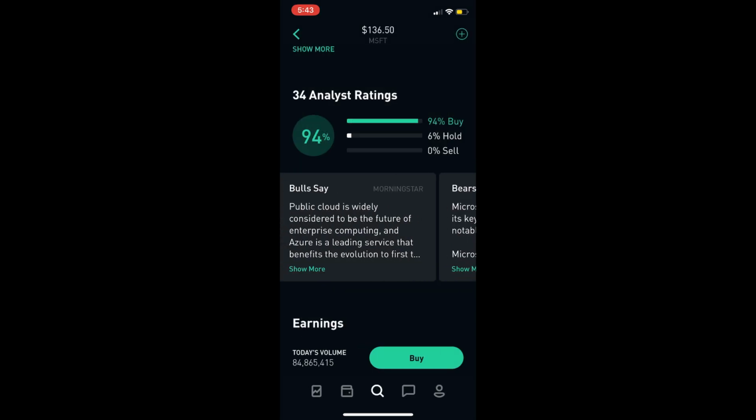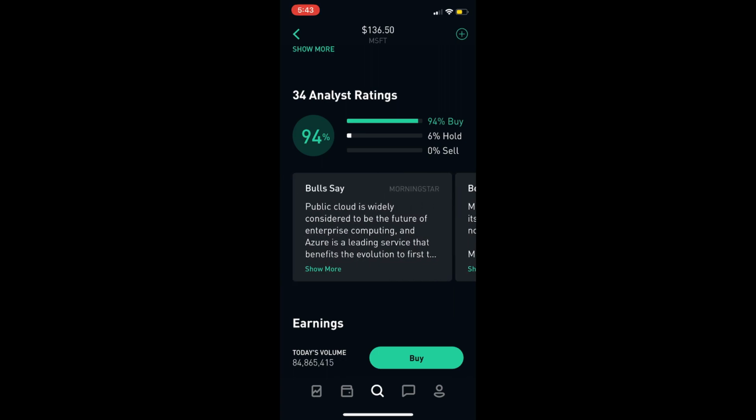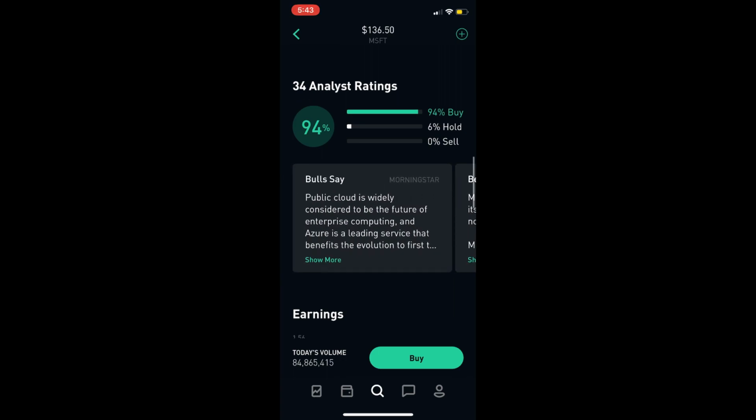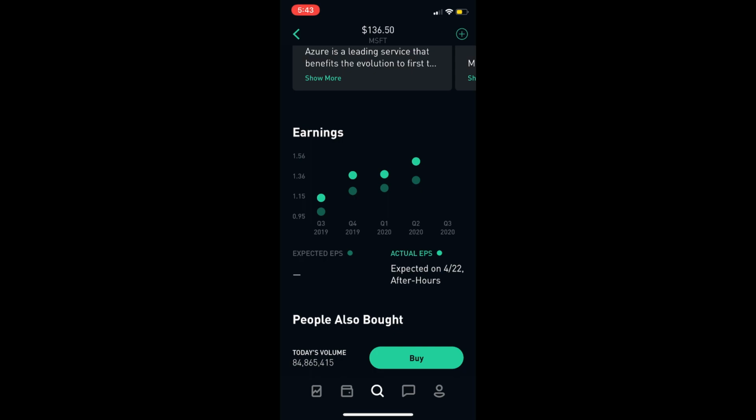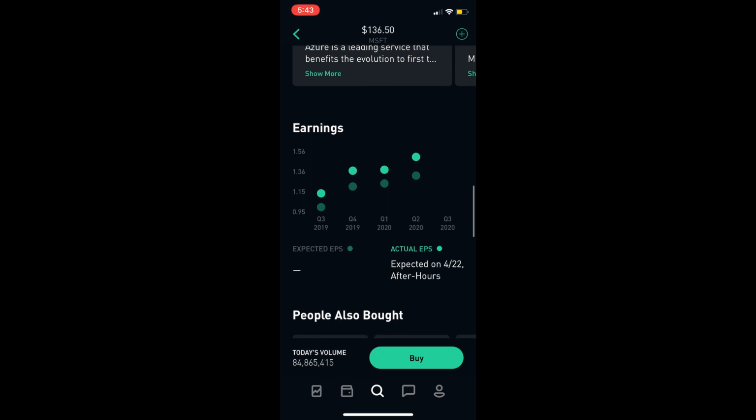You really want to compare the bulls and the bears and see which one is actually the better argument to make. And if you scroll down, it has earnings, and the more faint circle is the expected earnings per share, and the more drawn in circle is the actual earnings per share. And pretty much you want the actual earnings per share to beat the expected earnings per share, which you can see Microsoft has done for the past 4 quarters, and they usually do.